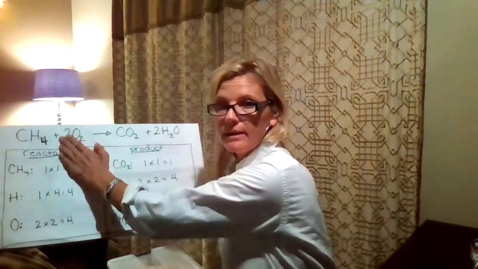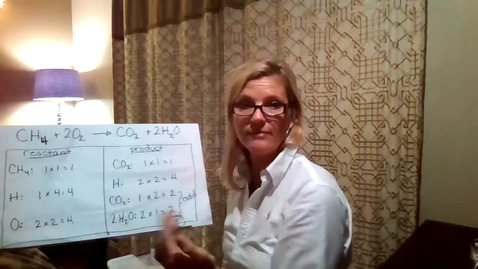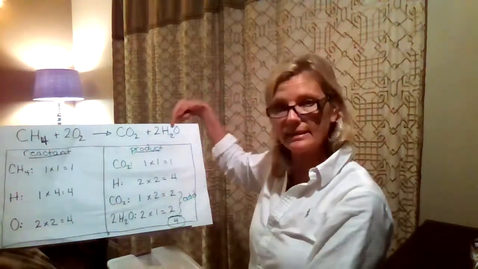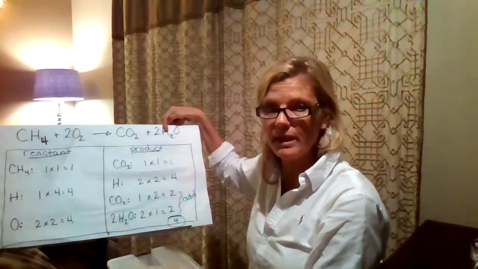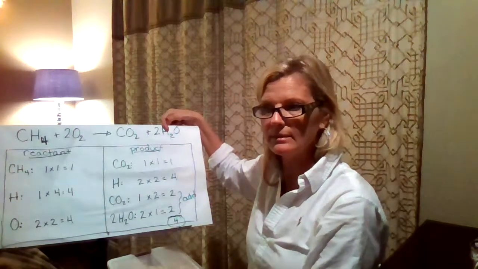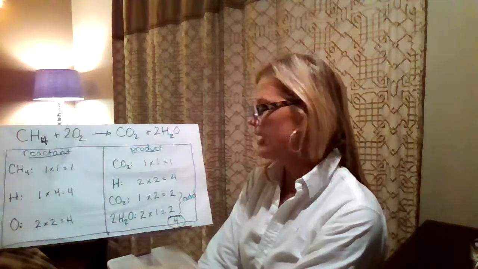For example, if our reactant side had 5 hydrogen atoms, then our product side also has to have 5 hydrogen atoms. Otherwise, it's not balanced, and according to our law of conservation of mass, it would be violated. Okay, so here we go.